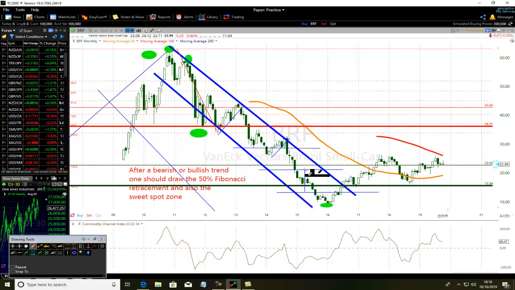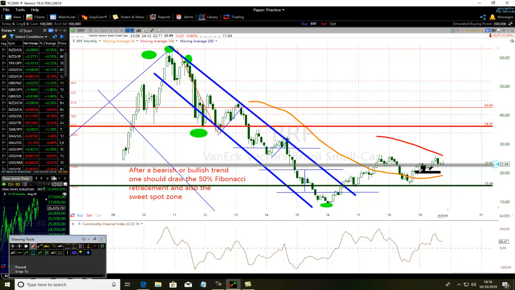Okay, another thing I want to tell you before we wrap it up. After a bearish or bullish trend, one should draw the 50% Fibonacci retracement level. So when a trend is out straight away, you must draw the 50% level if you are a good Fibonacci trader. You should know where it is. Draw the 61.8% level. That's why I also call it the sweet spot zone, the zone between the 50% and 61.8%. Automatically, after it came out already, bearish momentum is diminishing.